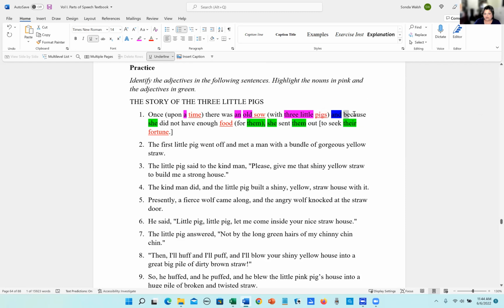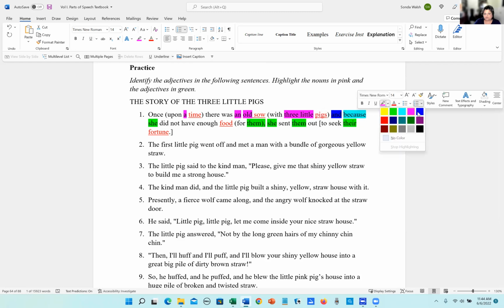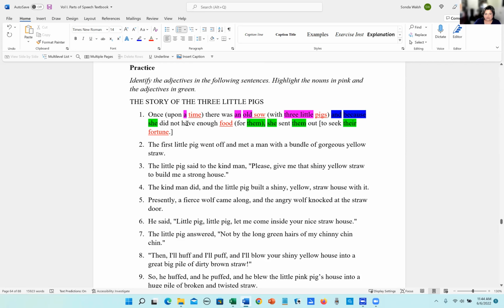Okay, here we have another conjunction. She did have what? Food. How many, which one, what kind, or how many is modifying food. So that is an adjective. We have a prepositional phrase. She sent, that's what she did. That's an action. Out tells where. And then we have an infinitive phrase. We have the word fortune, but the word seek is the verb. So that's all the adjectives that we have in that sentence.